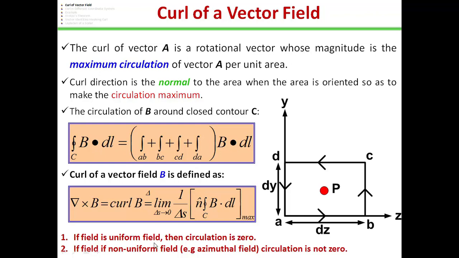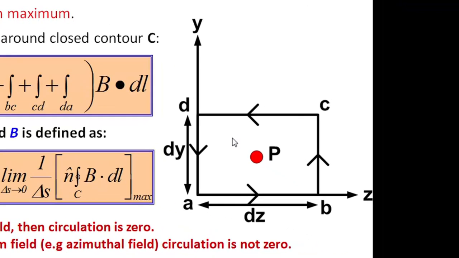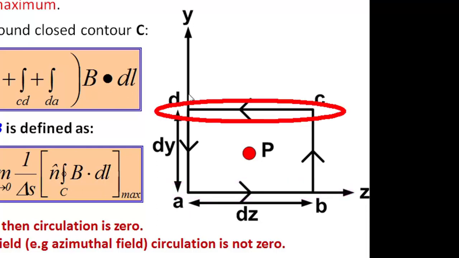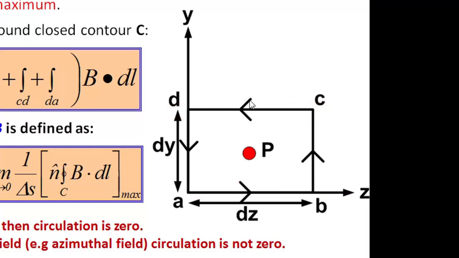If the field is uniform, then circulation is 0, because if you look at this figure, in this AB, BC, CD, DA, four different paths are here. If we want to calculate the circulation of field vector B dot dl over the AB path and CD path, we will find the same magnitude, but the direction is opposite.